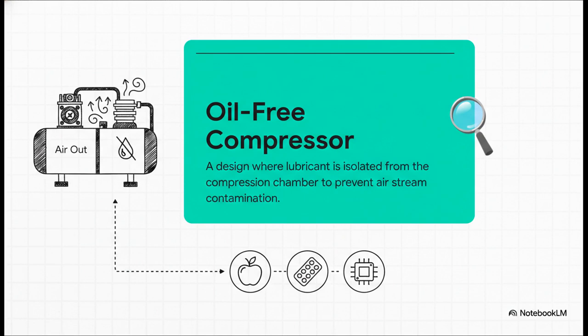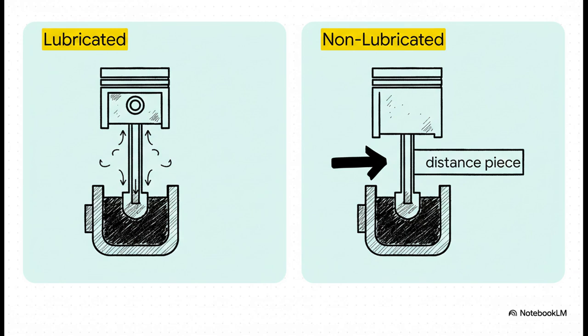In industries like food processing, pharmaceuticals, or electronics manufacturing, any contact at all between the product and lubricating oil is just unacceptable. An oil-free design physically prevents this from ever happening. So here's a look at how they're actually built differently.